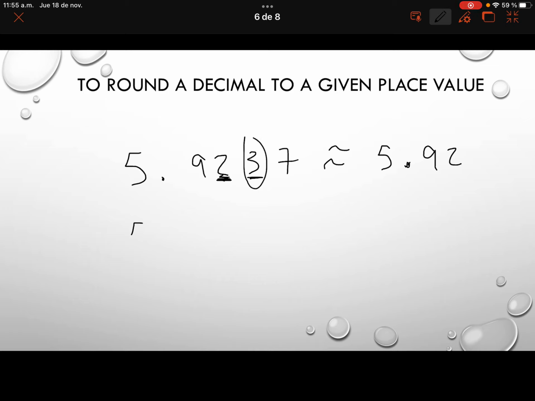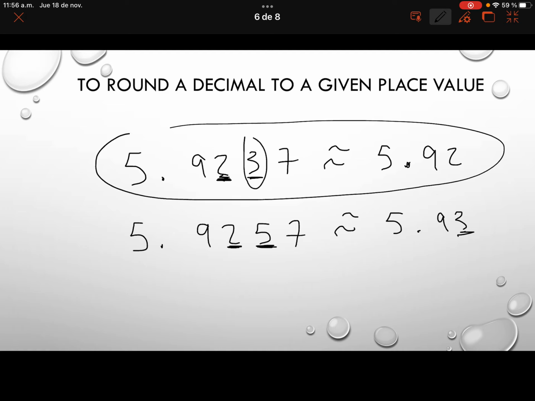But let's analyze this case. Now, one more time, we have to round this number to the nearest hundredth. To the nearest hundredth is this position, 2, one more time. But now the number at right is 5, equal to 5. Then the number rounded to the nearest hundredth in this case is going to be 5.93, increasing by 1. Okay? Then this is one case, and this is the other case.